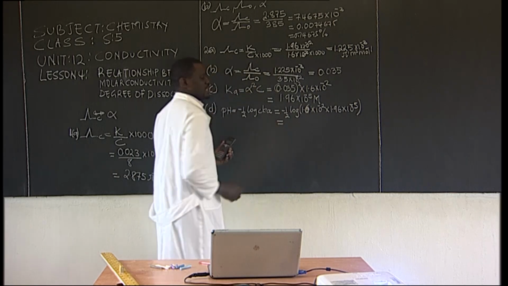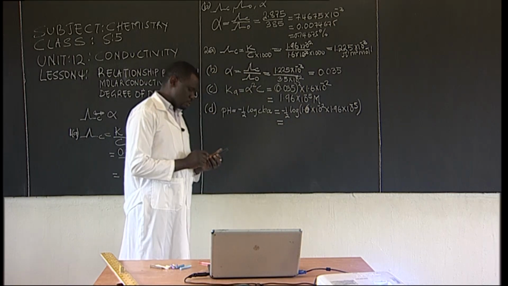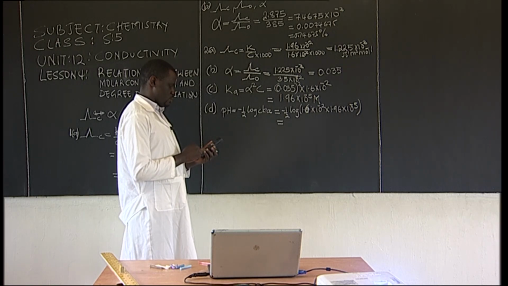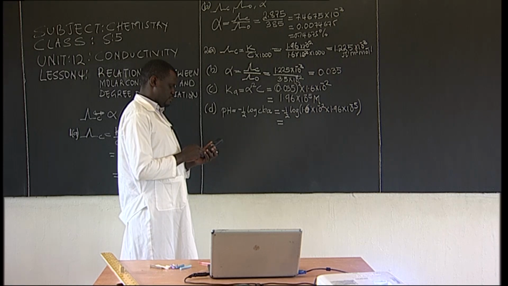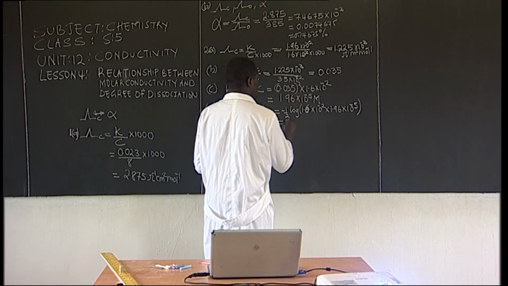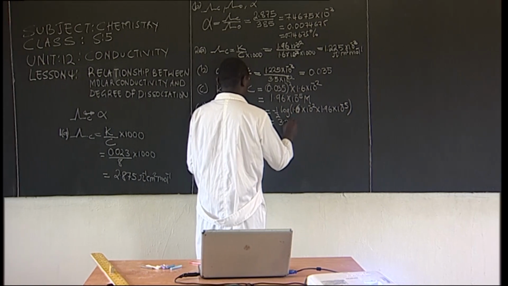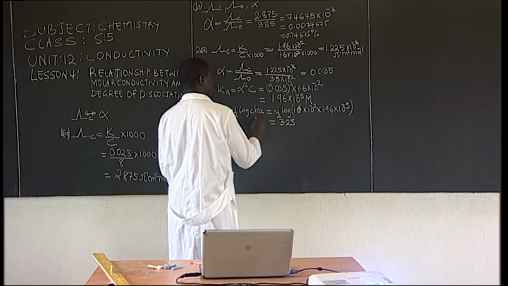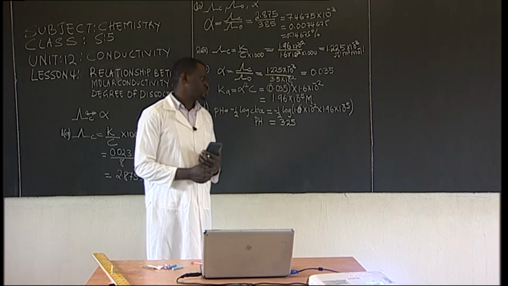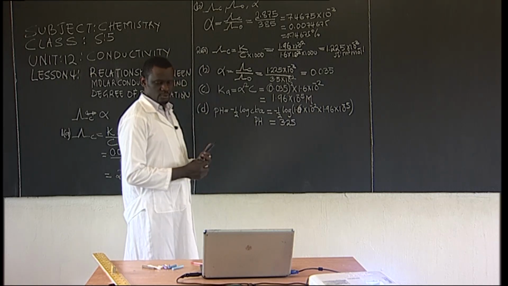Yeah. Then after we calculate, we have 1 times 1.6 times 10 to the power negative 2. Then negative log of the answer and divide by 2. So our answer will be 3.25. So this is the pH. That is the pH of our solution.